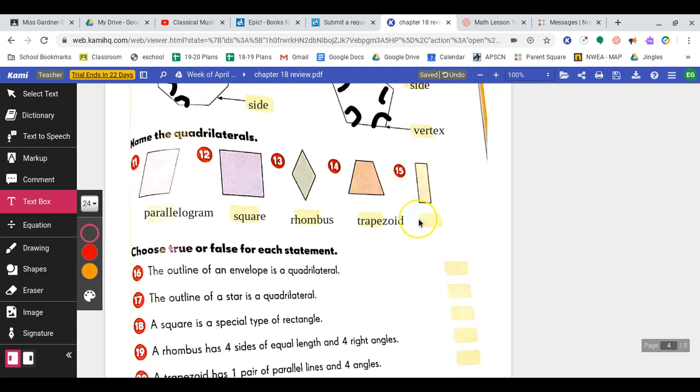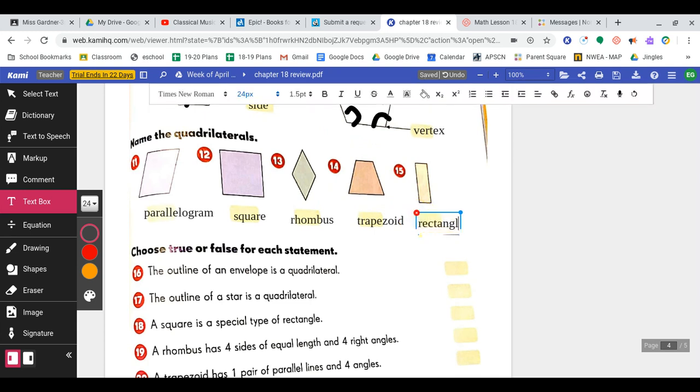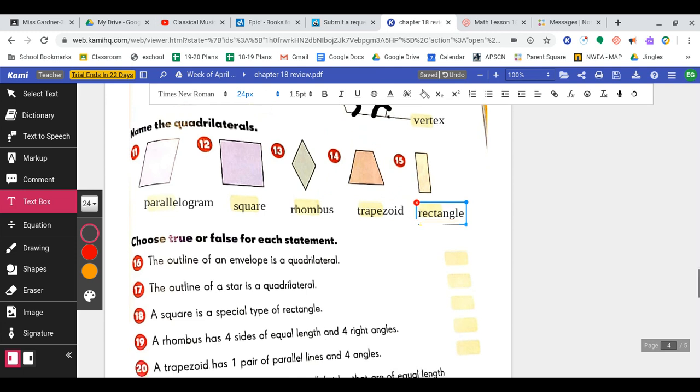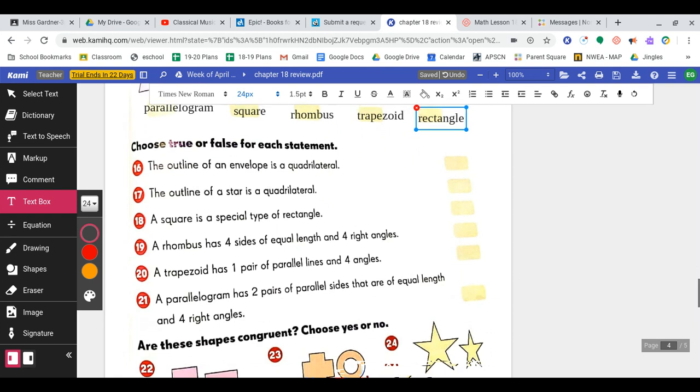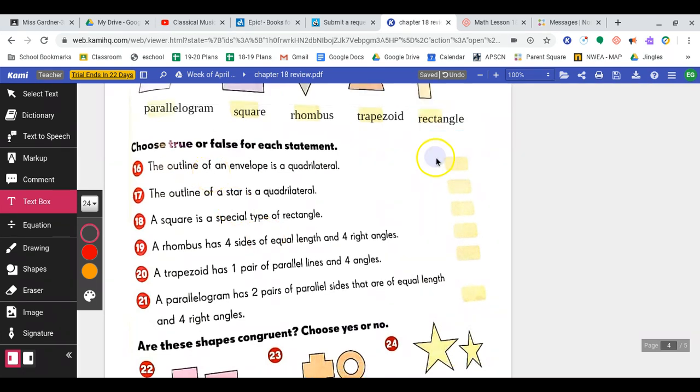And finally, rectangle. All right angles, but the sides are not necessarily equal. Okay, we're going to choose true or false for the following questions. Would you say an outline of an envelope is a quadrilateral? True.